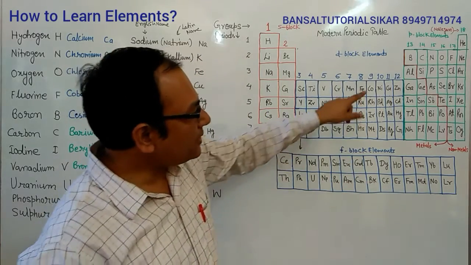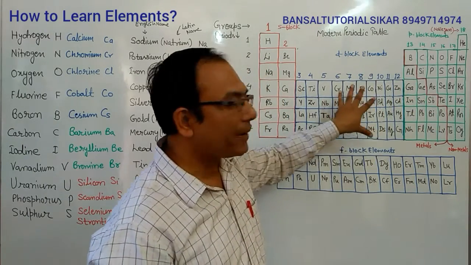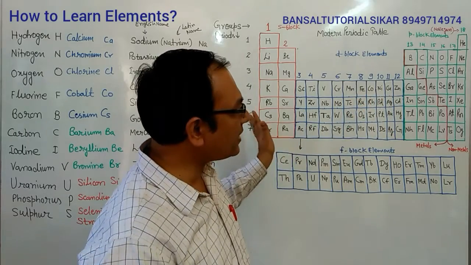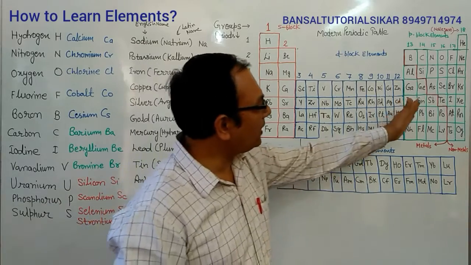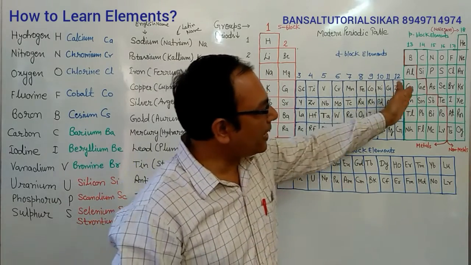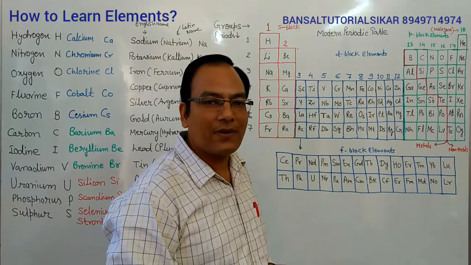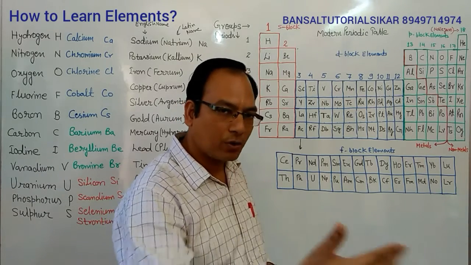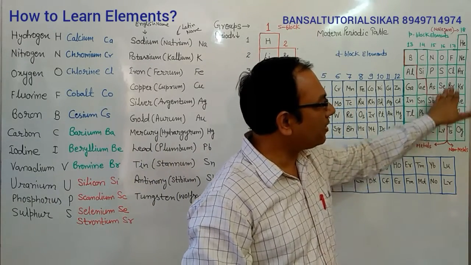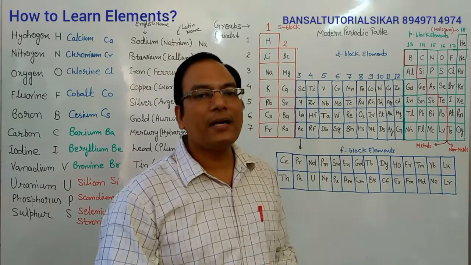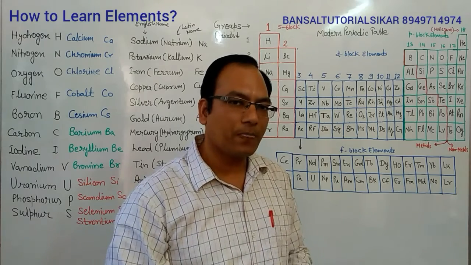Students, there is a zigzag line which separates the main body of the periodic table into two portions, left hand side and right hand side. The elements on the left hand side of this zigzag line are known as metals, and metals are electropositive elements. They have the tendency to lose electrons. And the elements on the right hand side of this zigzag line are known as non-metals, and non-metals are electronegative elements which have the tendency to gain electrons.